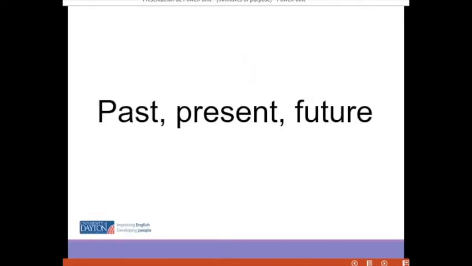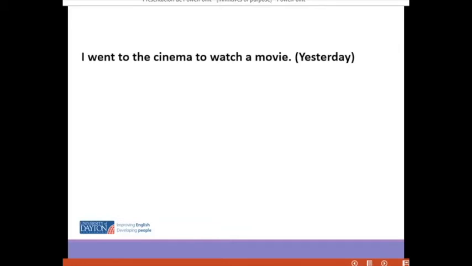We can use infinitives with sentences in the past, in the present, and also in the future. For example, I went to the cinema to watch a movie yesterday. Okay? So this is in the past. How do you know it's in the past? Well, we have the word went. This word shows that we are talking about a past moment.